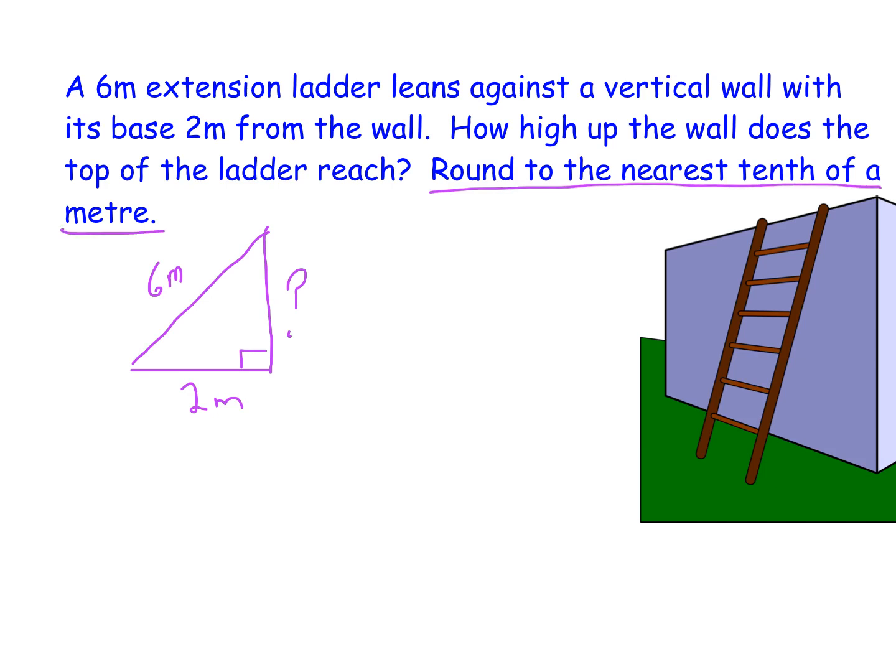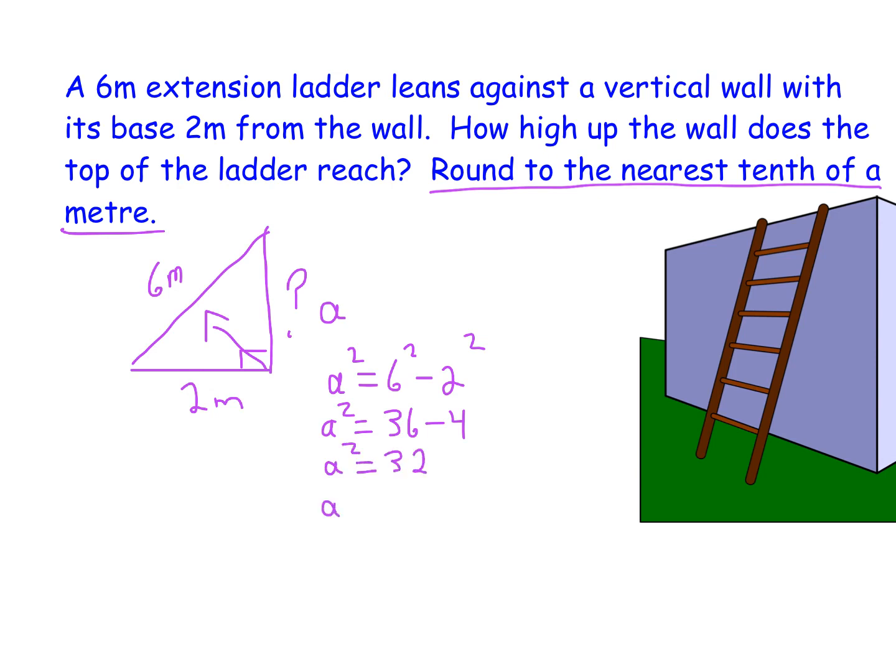It's always important to read the question all the way through to the end. So let's call our unknown side A. And we can see that we already have the longest side, the hypotenuse. So this is going to be the form of Pythagorean theorem where we subtract the squares. So we have a squared equals 6 squared minus 2 squared. That's 36 minus 4, and that's 32.